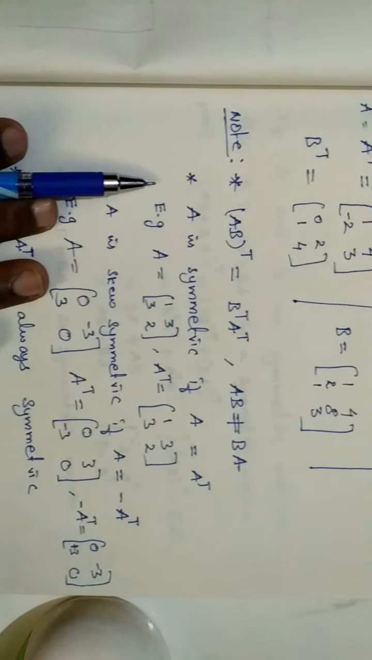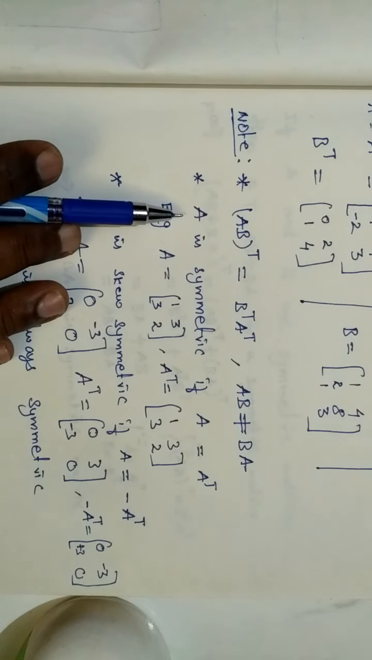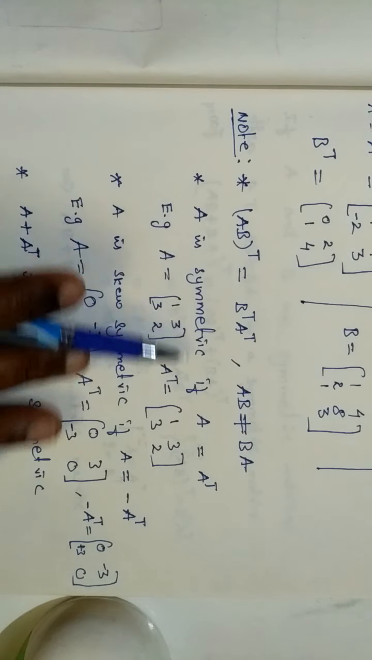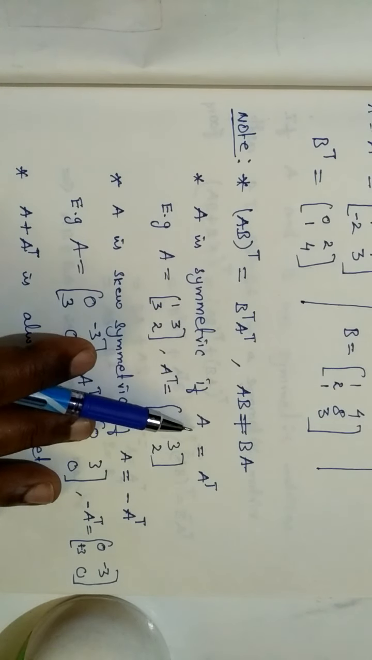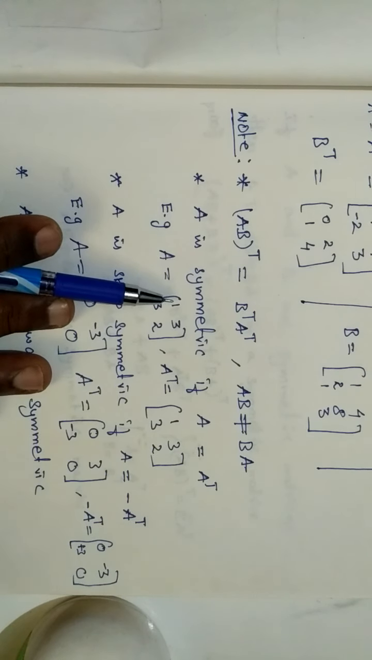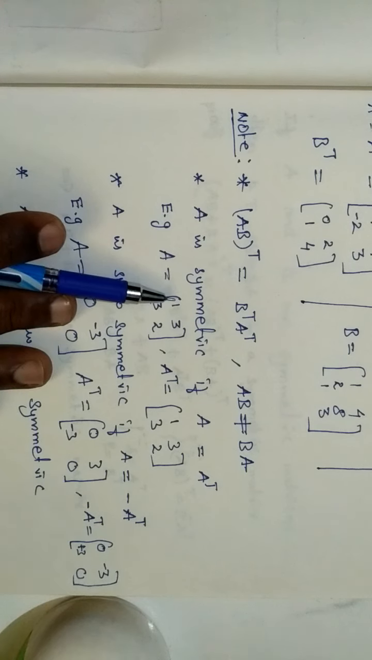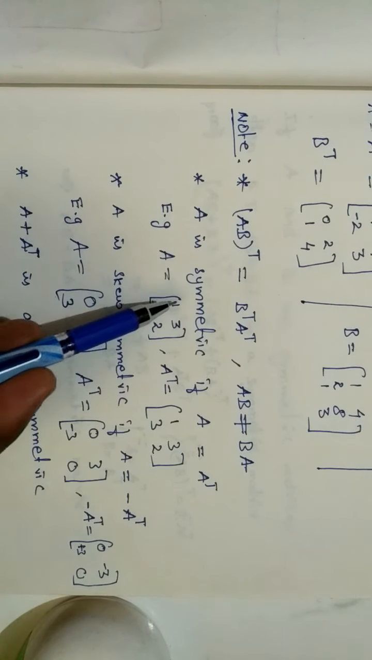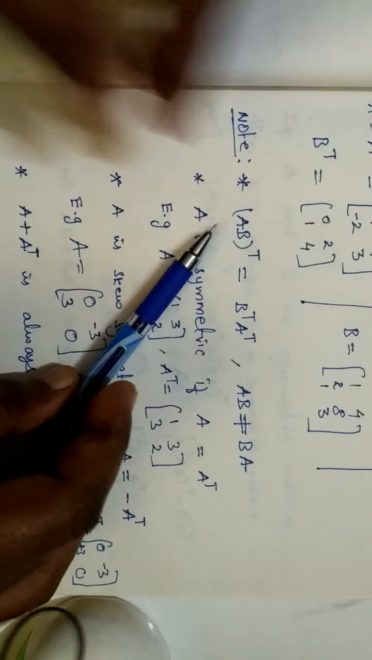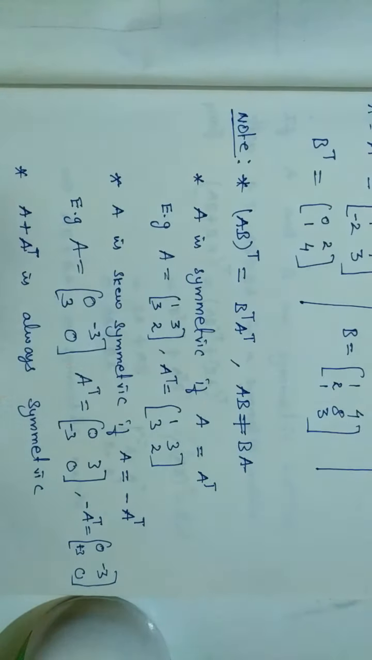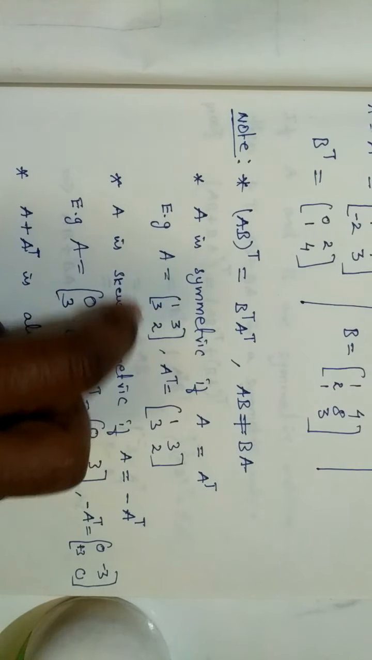Then about the symmetric concept. What is meant by symmetric? We can say A is a symmetric matrix if A is equal to A transpose. For that, we can take an example. In the matrix A, for the diagonal elements you can write any elements, and for the remaining elements, if it is 3 here, you write 3 here. Then I can say this matrix is a symmetric matrix.